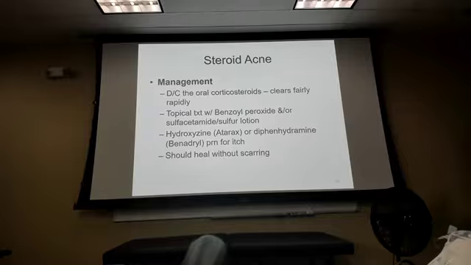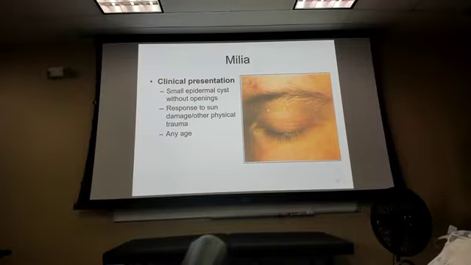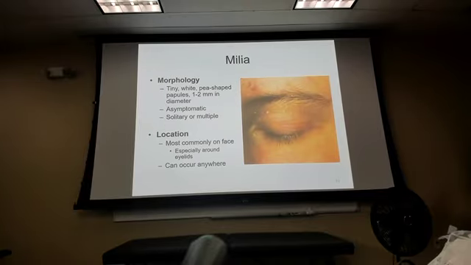We talked about this on like the first day or the second day. Milia. These are small epidermal cysts without openings, in response to sun damage or other physical trauma, but mostly at any age. We see those on the eyelids, so around the eye. Same picture there. Tiny white pea-shaped papules, 1 to 2 millimeters in diameter.